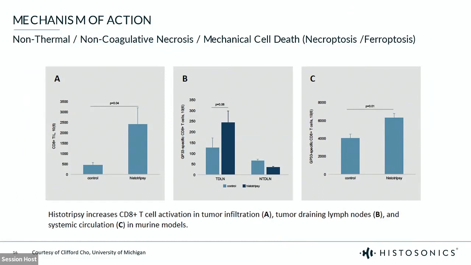In this study, we're looking at specific antigens being released by the tissue, and then looking at what we're seeing in terms of CD8 cell activation to those specific foreign antigens. And as you see in the histotripsy group, you will get activation of the T cells locally. You'll see it in tumor draining lymph nodes, but not in non-tumor draining lymph nodes. And you also see it systemically. So we are preserving antigens in this process.